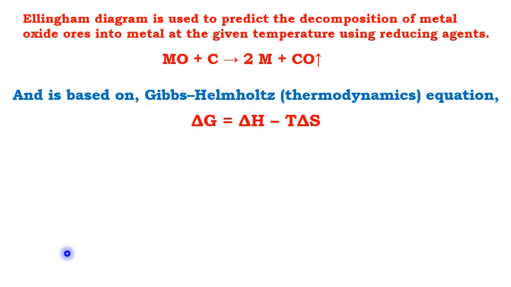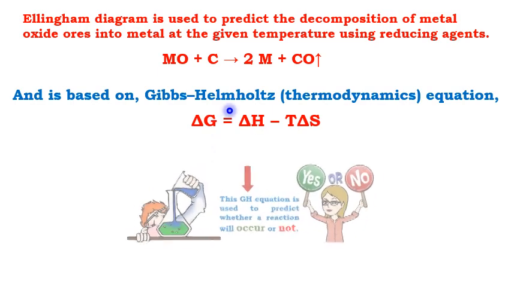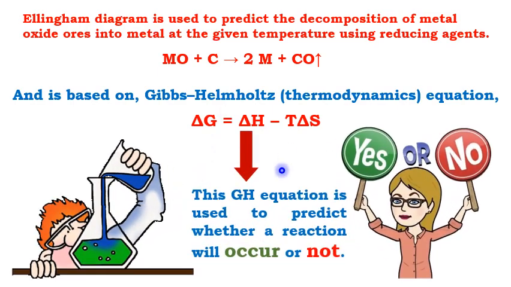Right. So now what is this Gibbs-Helmholtz equation? This Gibbs-Helmholtz equation is used to predict whether any reaction is possible or not. But what about the LEM diagram? The LEM diagram is used to predict whether a metal oxide can be converted into its metal or not. But the Gibbs-Helmholtz equation is used to predict whether the given reaction, any type of chemical reaction, will take place or not.